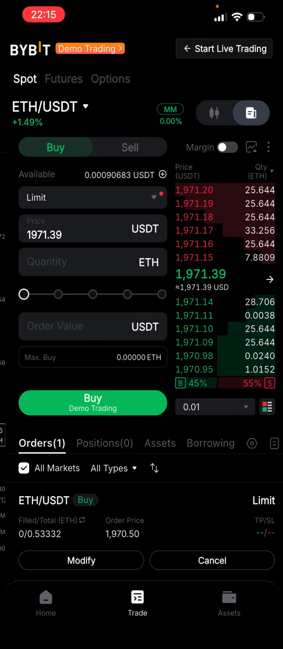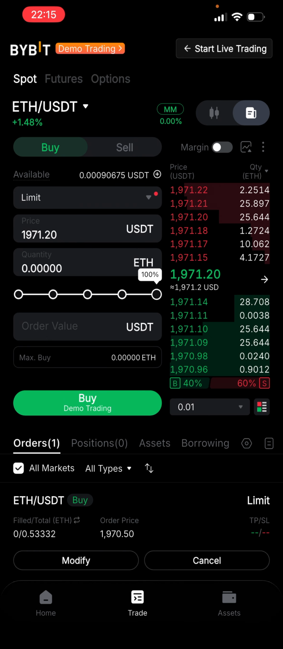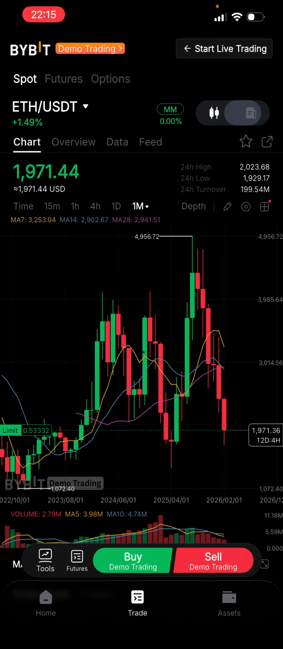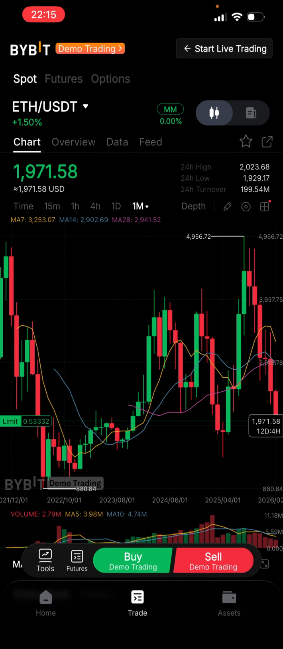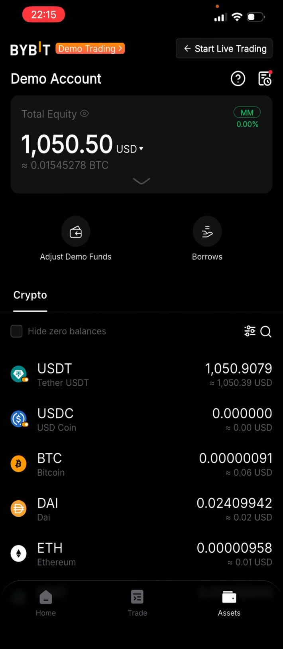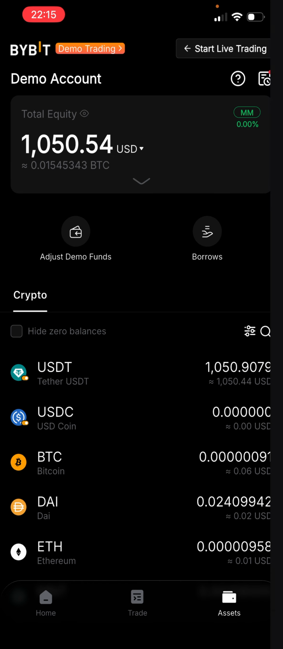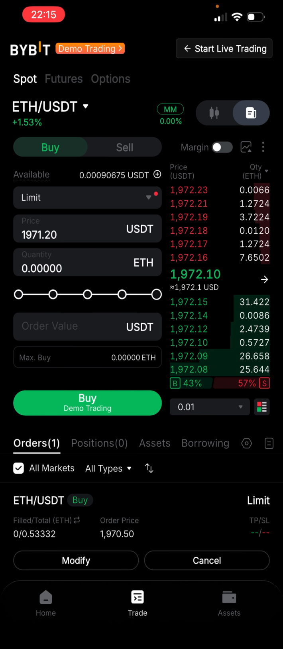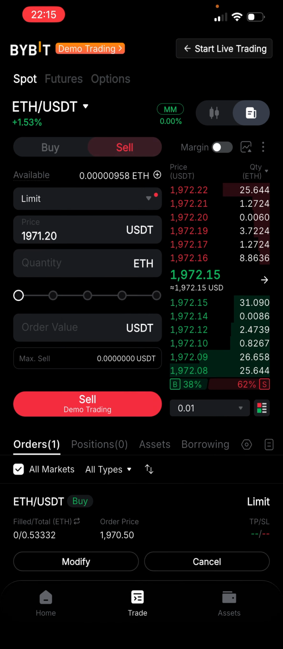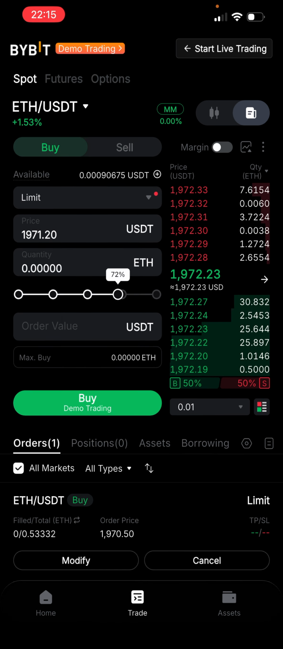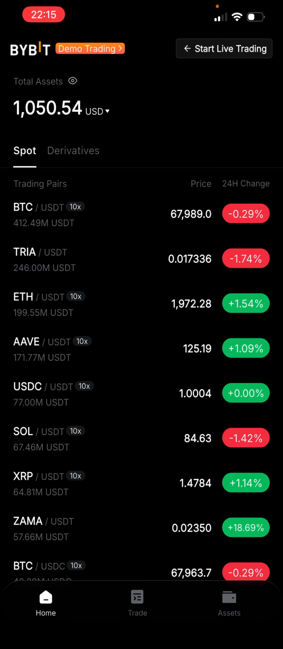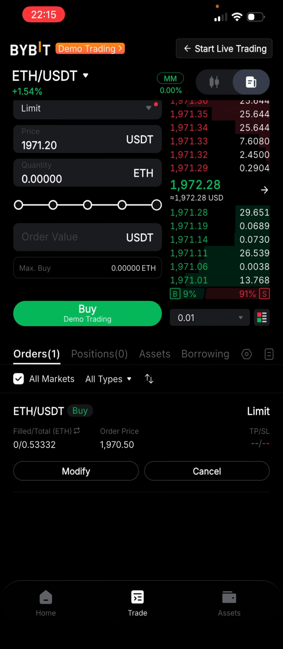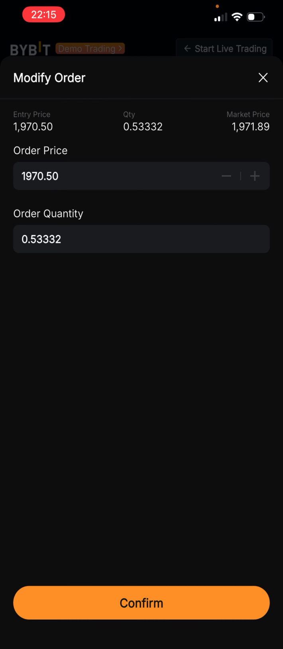So we need to buy Ethereum. Let's see what is happening. We have USDT. We need to buy Ethereum. So click there, then buy. Let's see what is happening. Okay, I think already we have. Let's go to the trades and see. We can see modify.